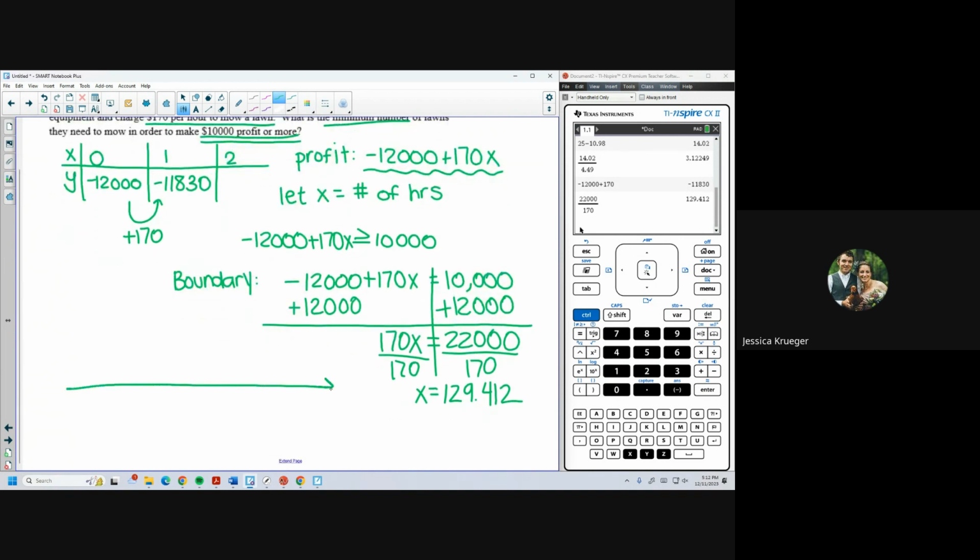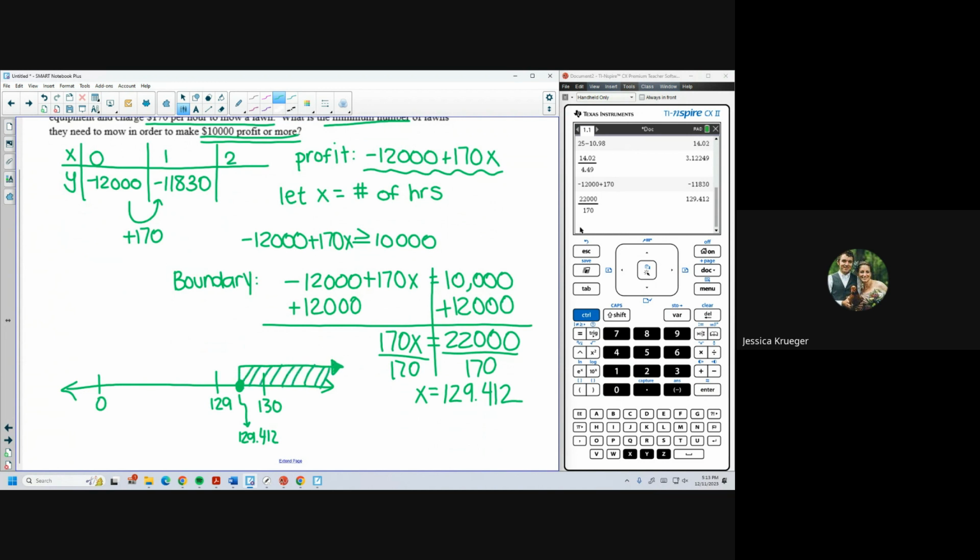So on a number line, 0 is going to be the minimum they can work. 129.4 is between 129 and 130 hours. So if they work exactly 129.412 hours, they are going to make exactly $10,000. Hopefully it makes sense to you that if they work above that, they're going to make more. But again, if you need, you can plug a test point in.